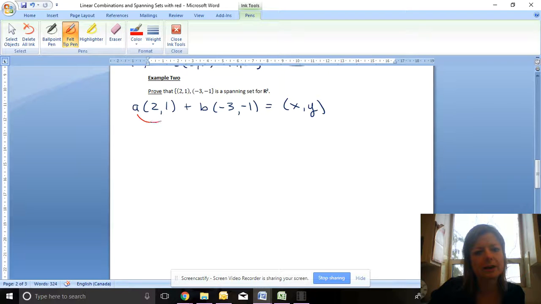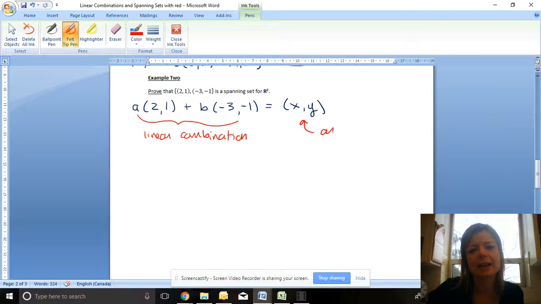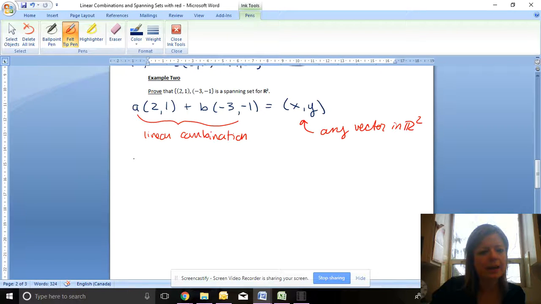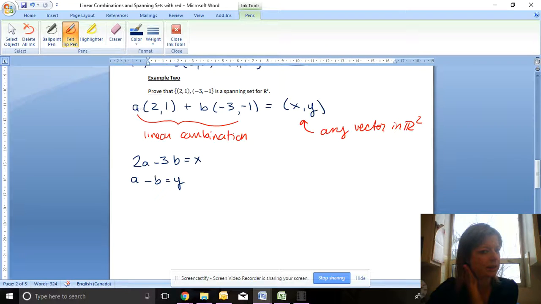So this here is what we call a linear combination of the given vectors. Okay, and we're using this to represent any vector in R2. So that's what's going on with that. So now we have 2a minus 3b equals x, and a minus b equals y. So I just distributed the a and the b through the brackets, added the x's together to get the x, and the y's together to get the y's.